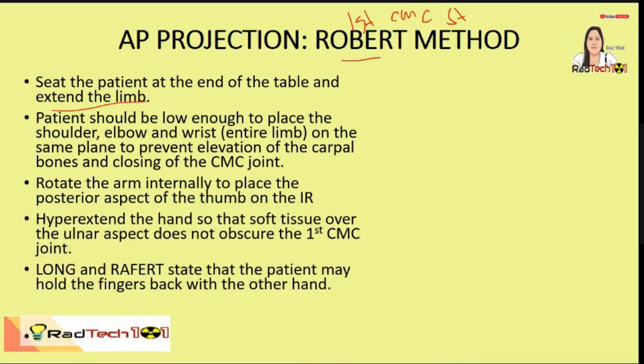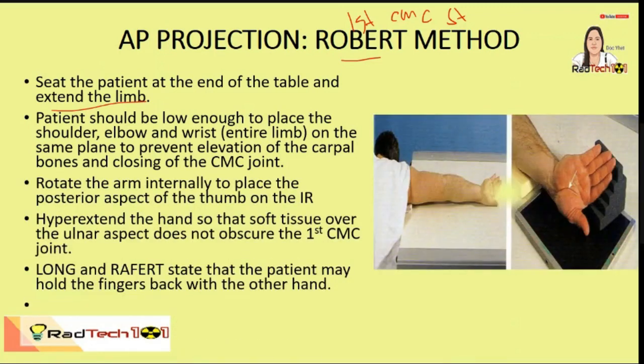Pakita ko na lang yung picture para ma-imagine nyo yung sinasabi ko. Ito. Patient should be low enough to place the shoulder, elbow, and wrist on the same plane. So, dapat straight siya. The same plane to prevent elevation of the carpal bones and also to prevent closing of the CMC joint. So medyo complicated and medyo mahirap para sa part ng patient ang pagposisyon nito.